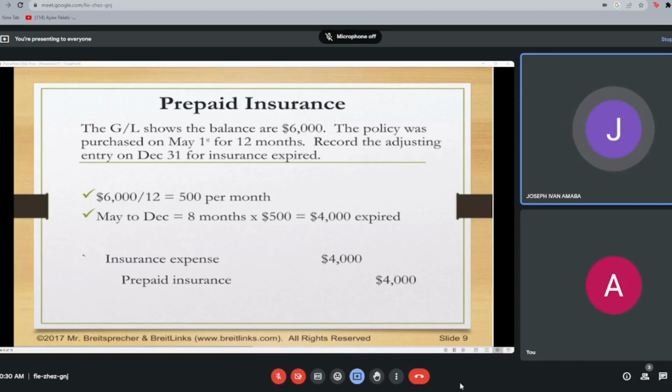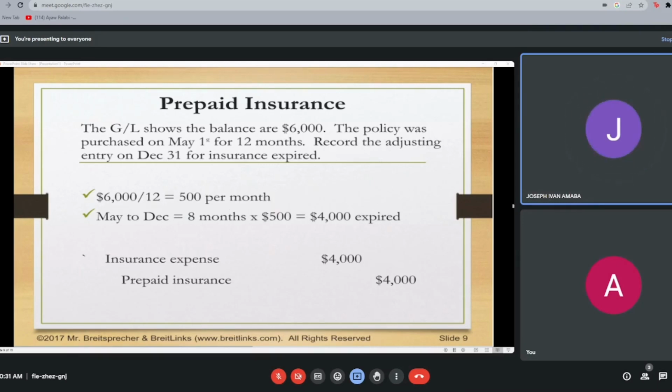The general ledger shows the balance of prepaid insurance is $6,000. The policy was purchased on May 1 for 12 months. Record the adjusting entry on December 31 for insurance expired. $6,000 divided by 12 months equals $500 per month. May to December is 8 months times $500 equals $4,000 expired. Insurance expense is $4,000 and prepaid insurance is credited $4,000.